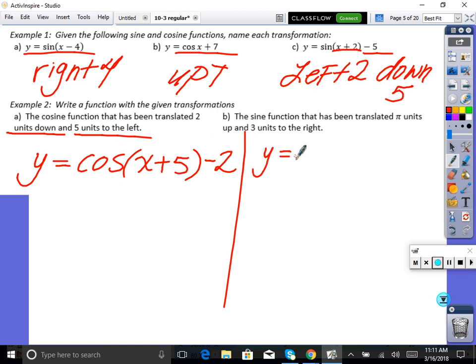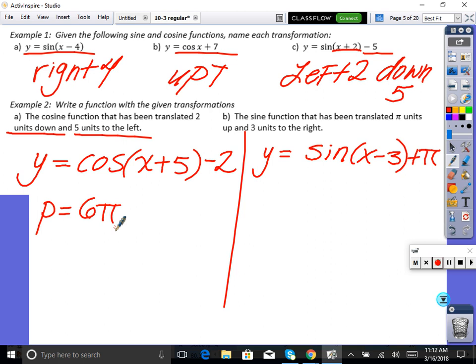Okay, let's do a sine one. It's been transformed pi units up and 3 units to the right. So we'd say sine of x minus 3 and then plus pi. And we're golden. Now notice it didn't say anything about our period. So let's pretend, like I said, well, the period is equal to, I don't know, 6 pi. Well, won't that change my b then? Because we know that period is equal to 2 pi over b. So if I'm given the period 6 pi, I would need to find b and put that in as well.